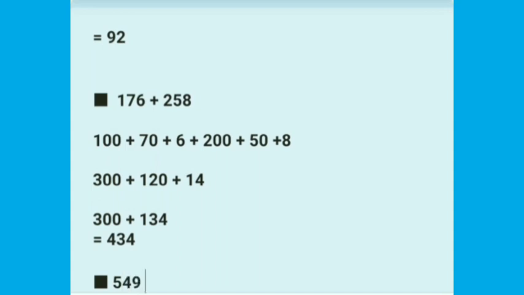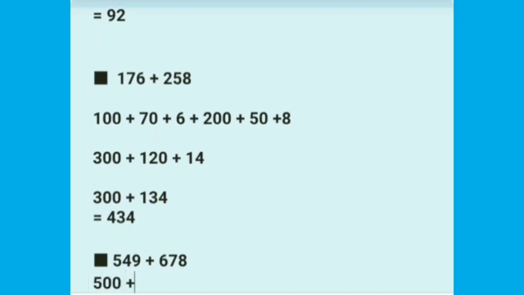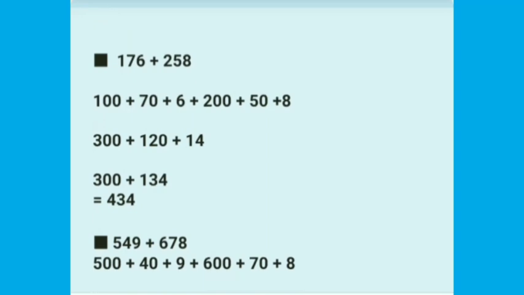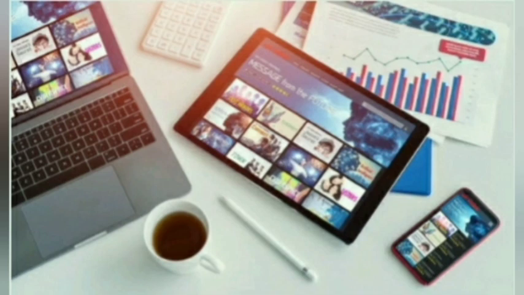Okay. After that, try yourself. 549 plus 678. Okay. So what is that? 500 plus 40 plus 9 plus 600 plus 70 plus 8. Okay, so it is 1227. So that's our final answer and end of our video.